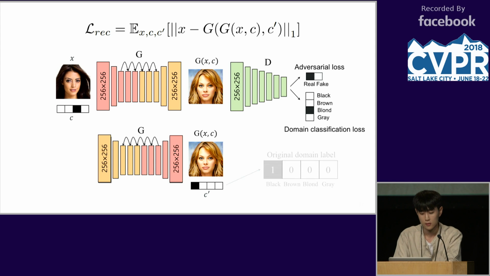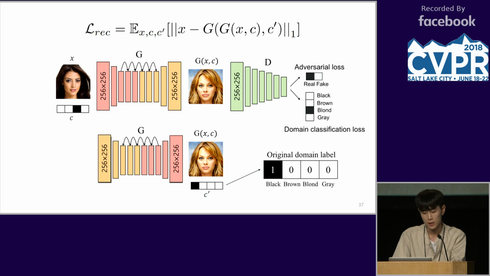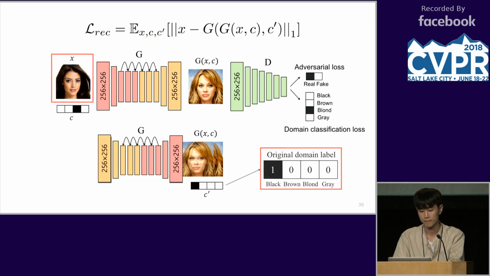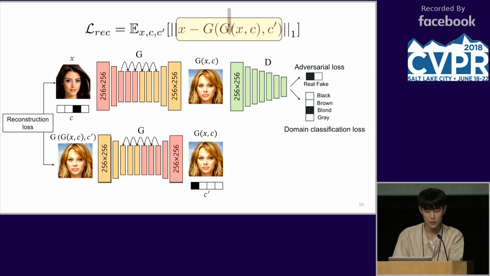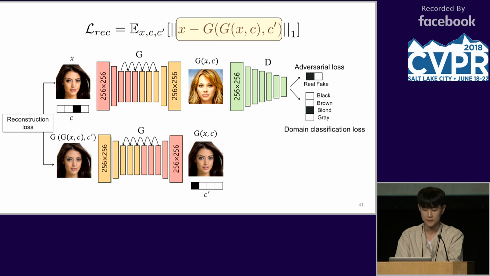In this case, the original domain label represents black hair. Again, we assume that the input image and domain label pair is given by the training data. The generator tries to reconstruct the original image by minimizing this reconstruction loss. Now the output image should look like this. And by backpropagation, the generator learns to preserve the contents of the input image and change only the domain-related part.